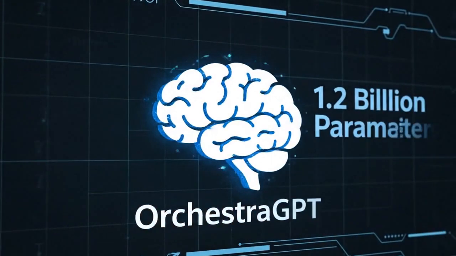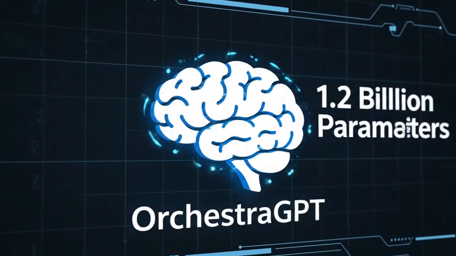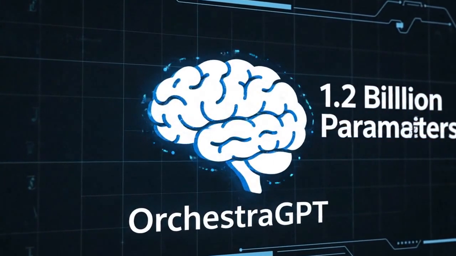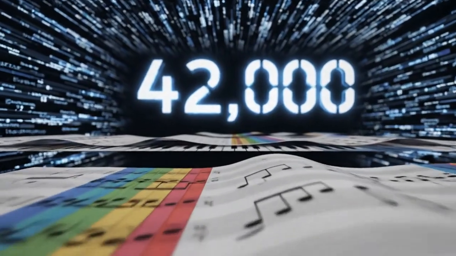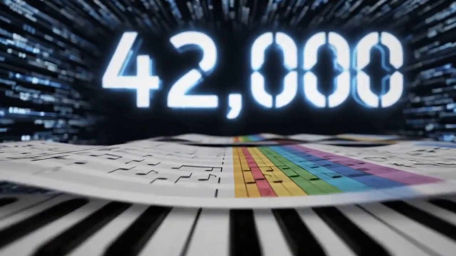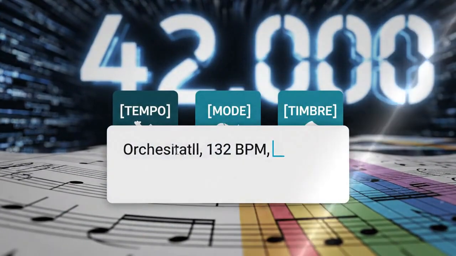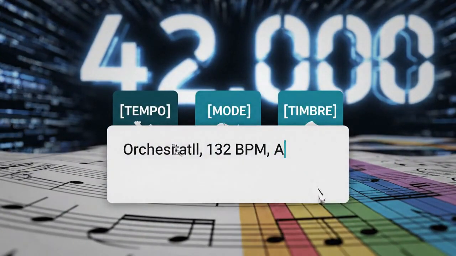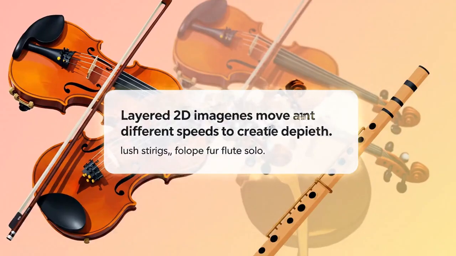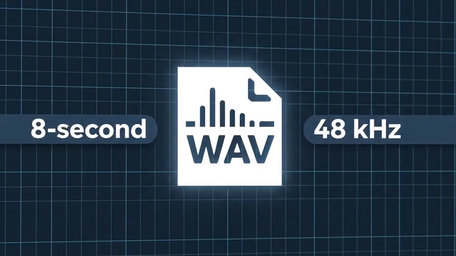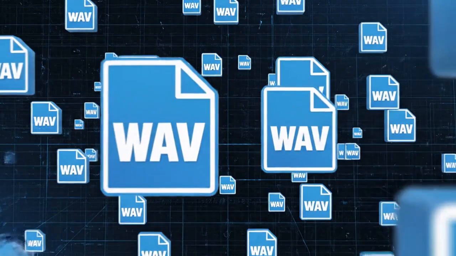The generative core is Orchestra GPT, a 1.2 billion parameter transformer, fine-tuned on 42,000 orchestral MIDI files, conditioned on tempo, mode, timbre tokens. Pipe sphere coordinates into prompts like orchestral, 132 BPM, A major, lush strings, hopeful flute solo, outputting 8-second 48 kHz WAV chunks.